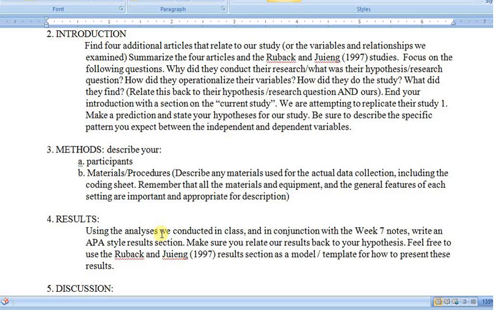The results section, we will conduct an analysis in class. I will post a results video once all of the data has been entered, and the results video will go over exactly what happened in our study. And in that video, I will explain how to use the tools that I've posted on Moodle to write the results section. The results section will describe the results of our study. So what happened when we went out into parking lots.